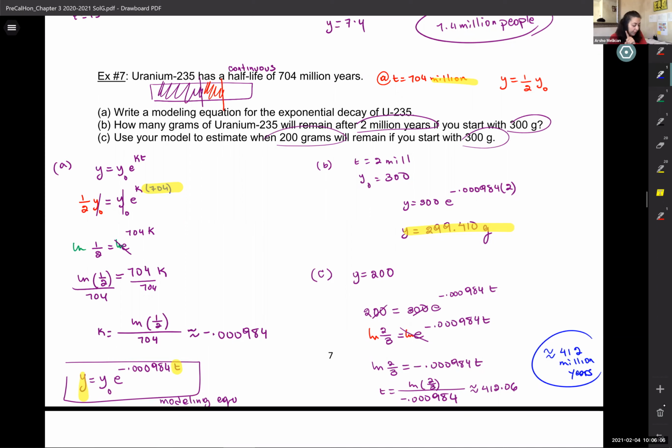One other thing before I take your question, Gabi. Here, we got k to be negative. Did we expect for k to be negative? Why would we expect for k to be negative? Eliana? Because it's decay. Precisely. Okay, so again, another way to keep checking yourself as you go along, like debugging your work almost. Okay, Gavi, you had a question?